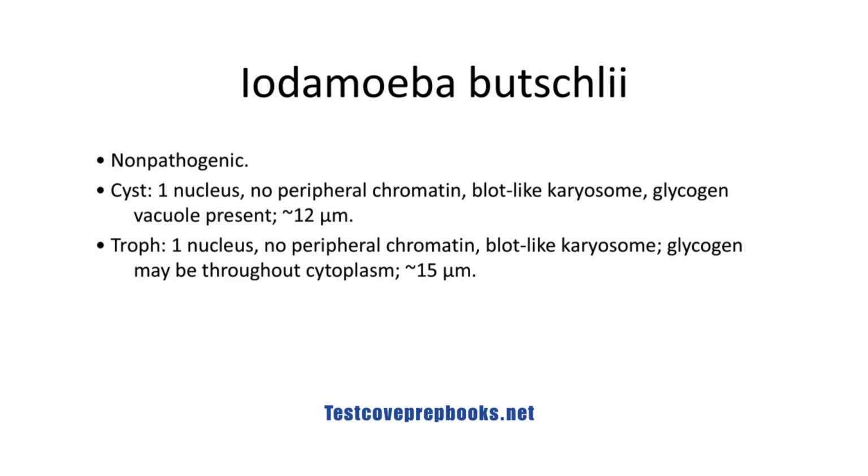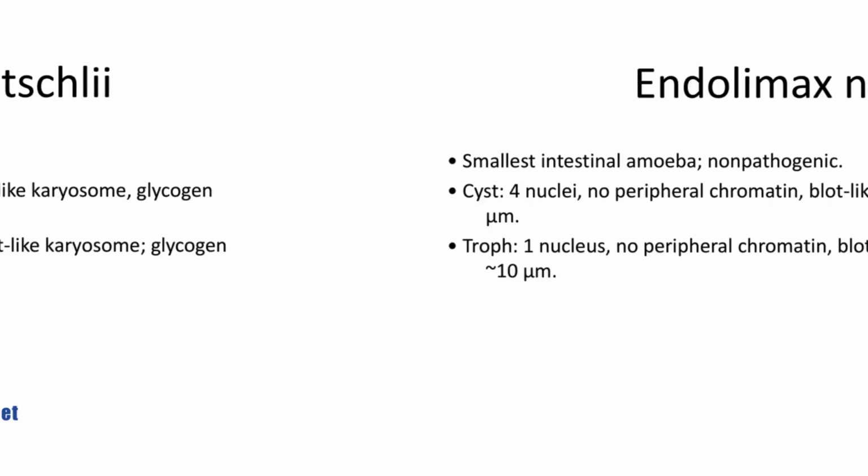Iodamoeba buetschlii is also non-pathogenic. Its cyst stage contains a single nucleus, lacks peripheral chromatin, and has a large blot-like karyosome. A distinguishing feature is the presence of a glycogen vacuole, and the cyst measures about 12 micrometers. The trophozoite also has 1 nucleus without peripheral chromatin and with a blot-like karyosome. Glycogen may be present throughout the cytoplasm. The trophozoite measures around 15 micrometers.